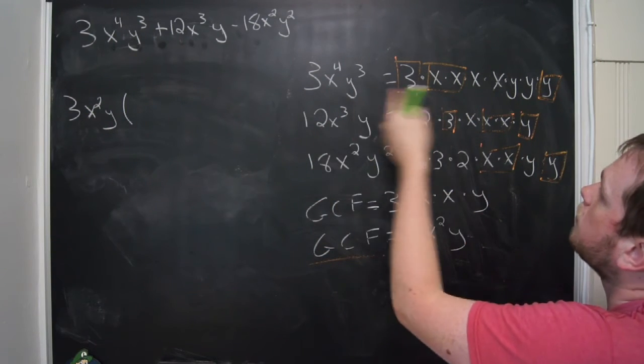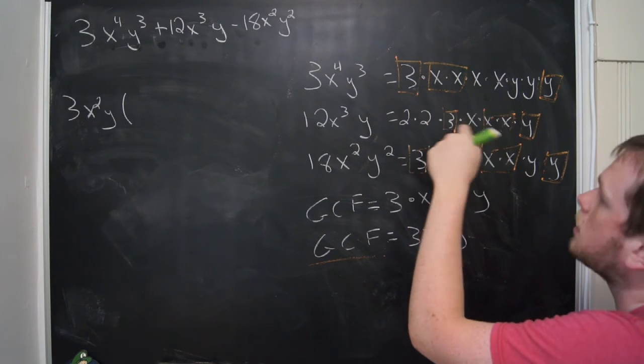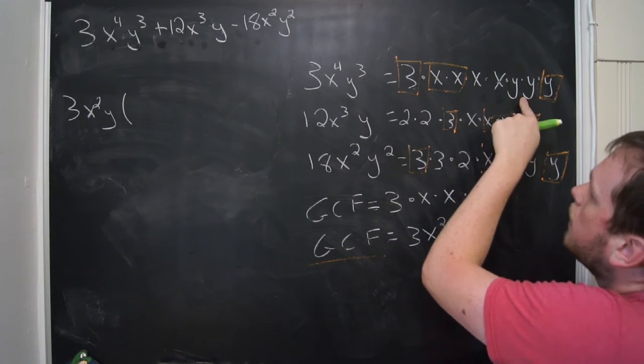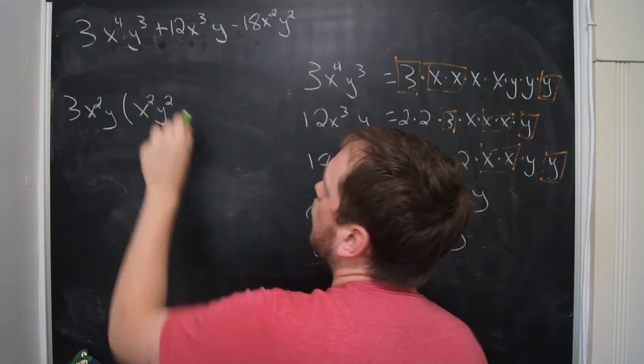What's left over from our first term? What did we not circle? Well, it looks like we didn't circle, or box in this case, x squared y squared. So my first term inside the parentheses will be x squared y squared.